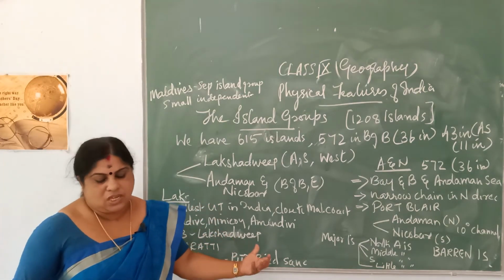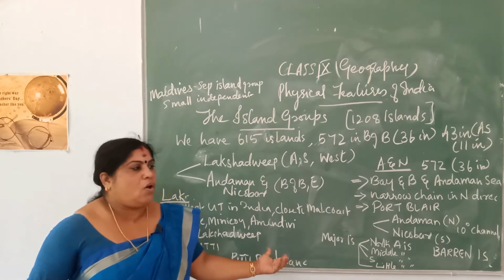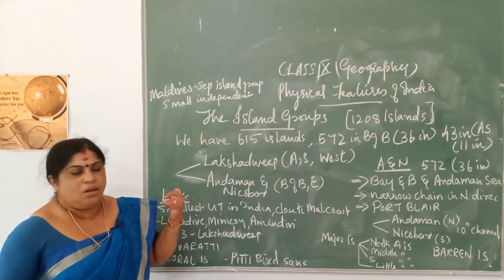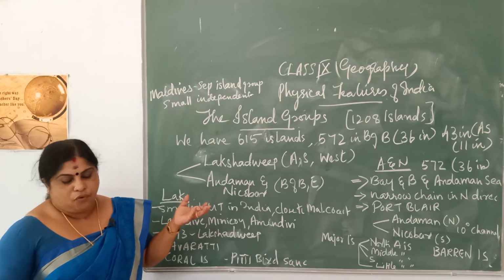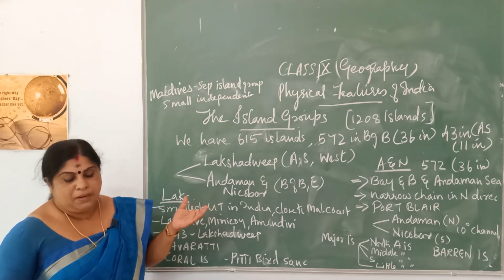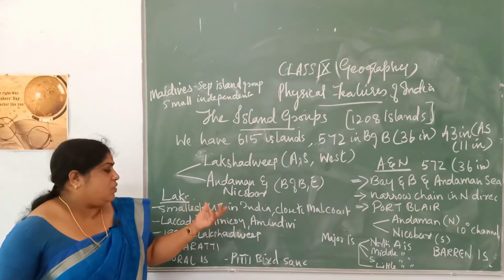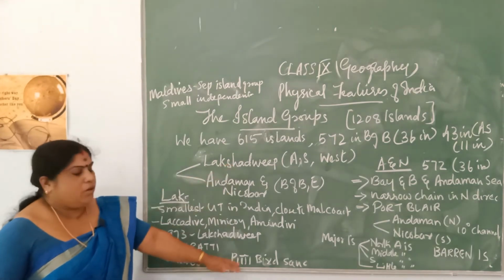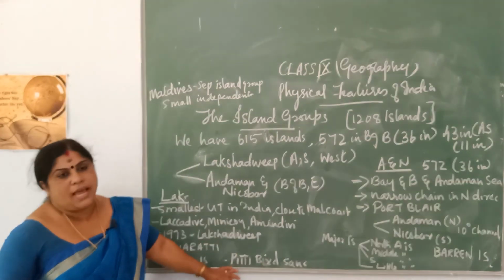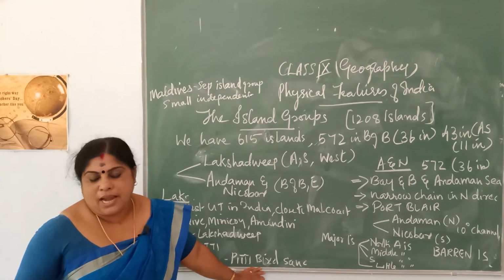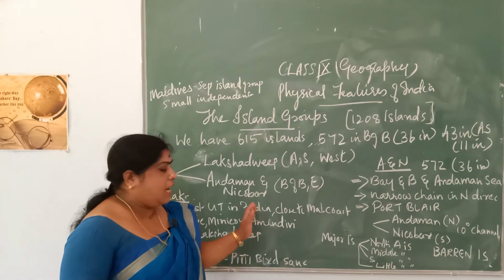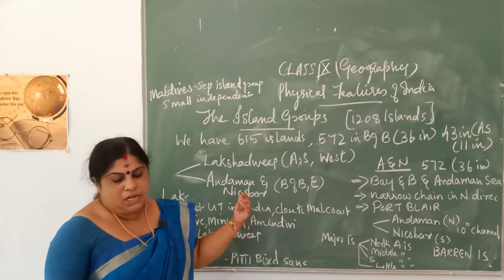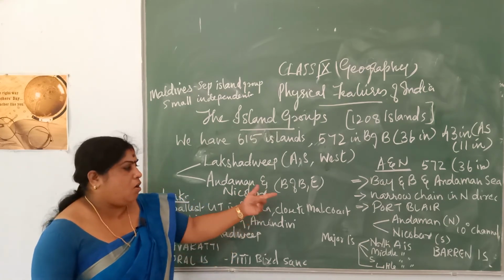It's a beautiful sight, and because of the presence of these corals, no forest area is found here, and it has varieties of flora and fauna. The main occupation of the people living here is agriculture and fishing. Kavaratti is the capital of Lakshadweep, and you can find a bird sanctuary here called the Pitti Bird Sanctuary. Androth is the largest island here, and Bitra is the smallest island in Lakshadweep.